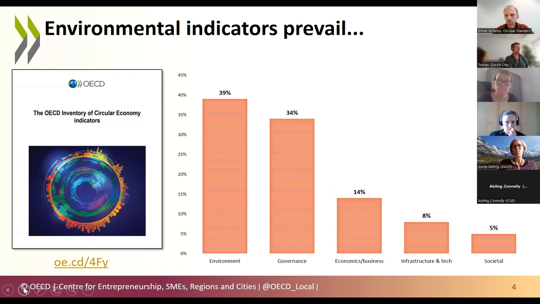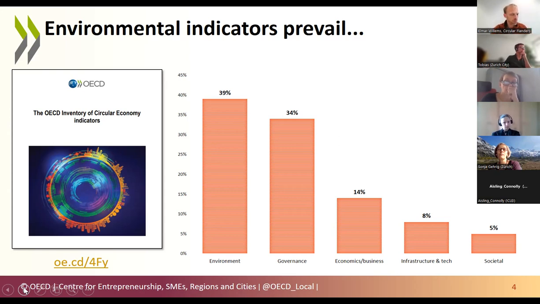And we wanted to analyze which was the state of the art of measurement at the local and national level. And here, let's say that we classified or labeled the different indicators in these five categories. And well, you can see that the environmental indicators prevail, followed by governance, followed then by economic and business. Then we have few indicators on infrastructure, which covers, for example, the existence of tools and technologies to enable the circular economy. And finally, we saw that indicators addressing the societal factor were quite scarce, mainly in terms of job creation from the circular economy.